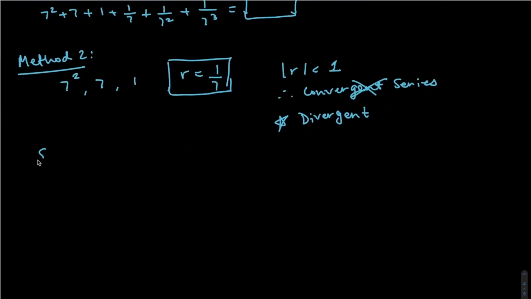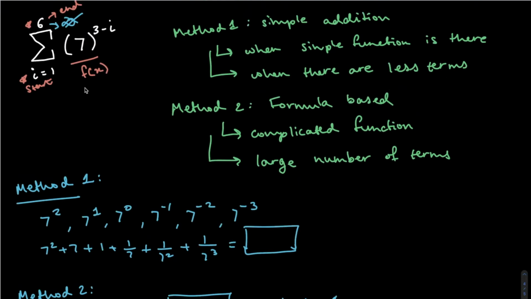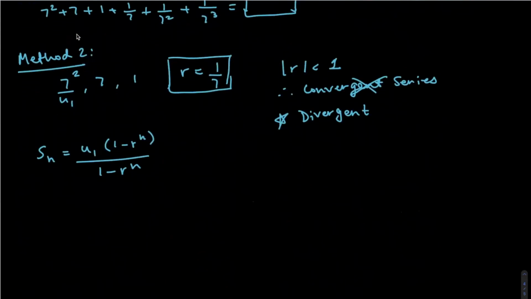So I'm going to use the divergent formula here, which is u1 times 1 minus r raised to the power n, upon 1 minus r. I have my first term, which is 7 squared, which is 49. I also have my n, which is 6, because it starts at 1 and ends at 6, so there are 6 terms. If it was i equal to 0 going to 6, then it'll be 7 terms. As simple as that, nothing too fancy. So we have 7 squared as our first term, 1 by 7 as our common ratio, and n is equal to 6.